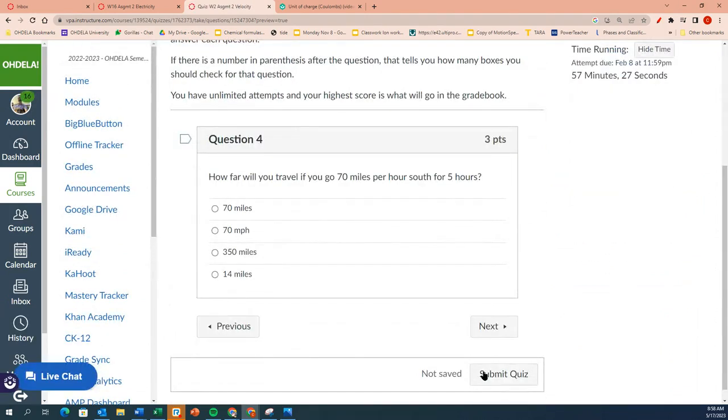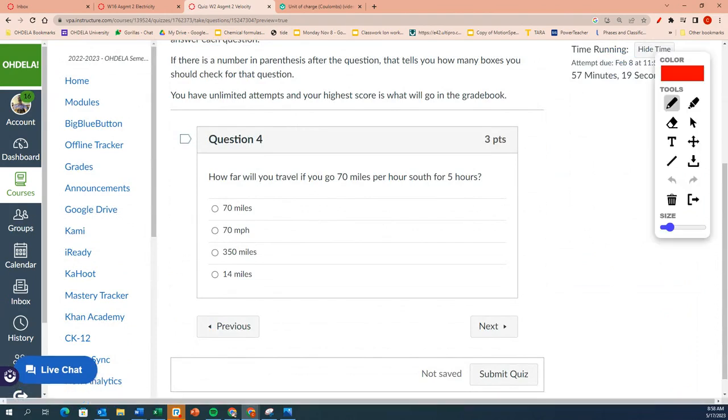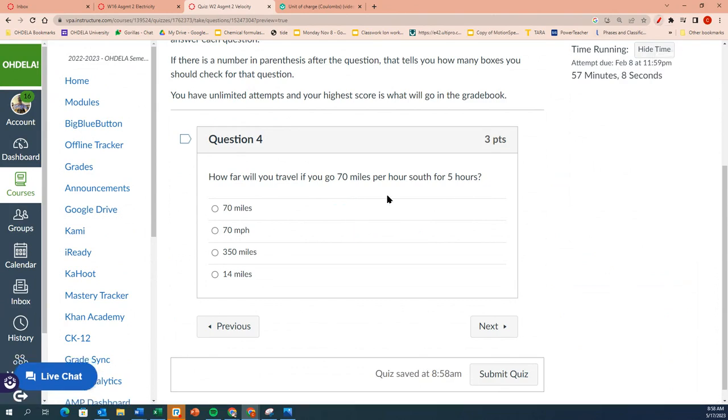Number 4, how far will you travel if you go 70 miles per hour for 5 hours? So this one, 70 miles per hour times 5, 350 miles. So every hour you travel 70 miles. Hopefully you take a potty break there.